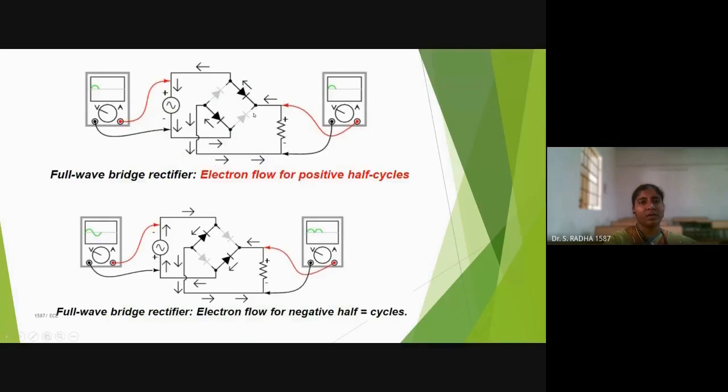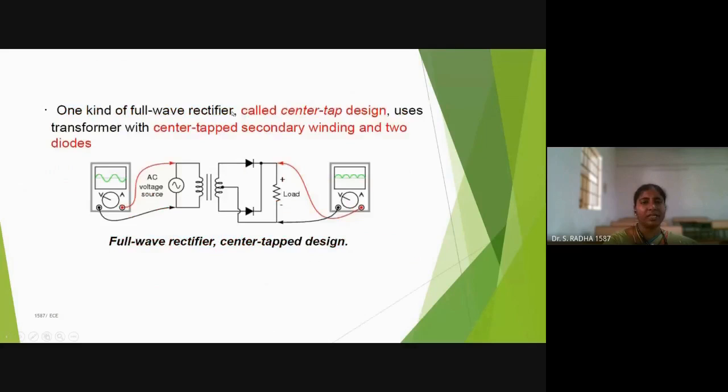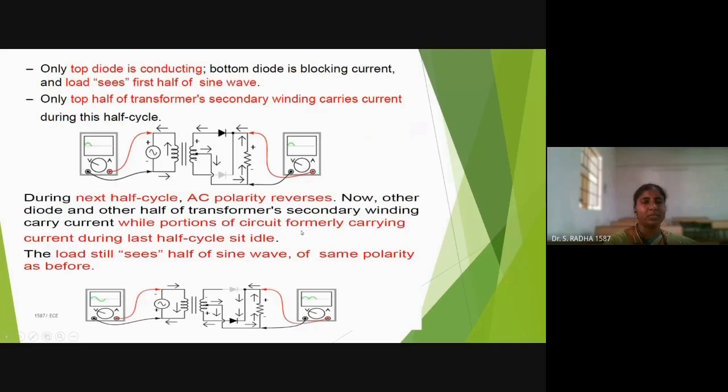In any rectifier, output side it is DC voltage, input side it is AC voltage. If you know the voltage of input signal, you can calculate the voltage of output signal using these formulas.